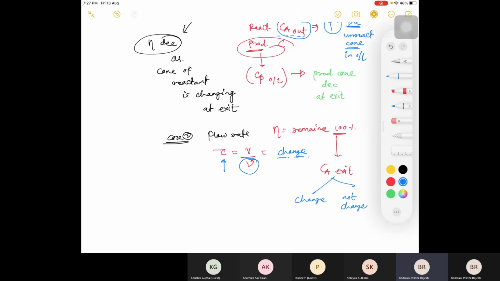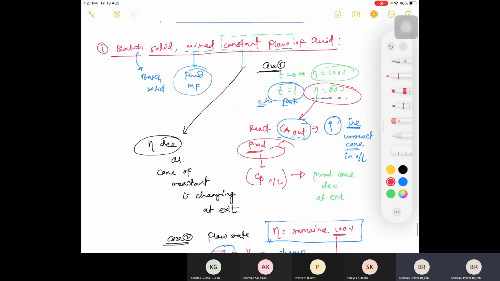Praneeth, just because this tau is changing, I am maintaining my efficiency as 100%. That means the concentration of this Ca at the exit will not change. This is my correct answer. This will not change because I'm adjusting the flow rate to get 100% efficiency, to get the concentration I was getting when time t is equal to 0.